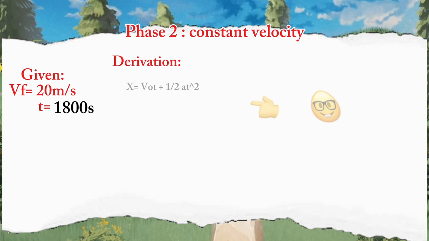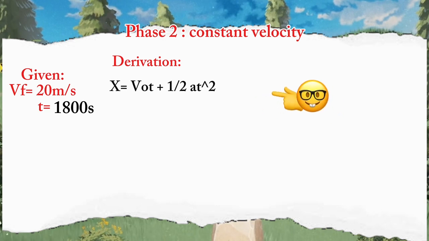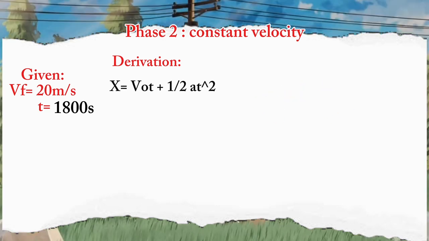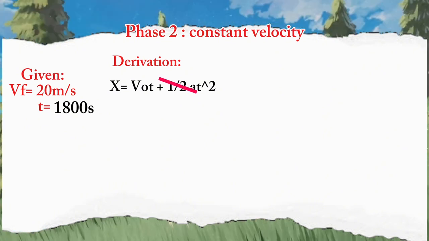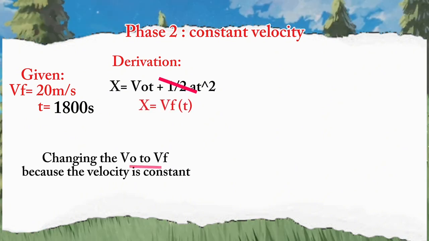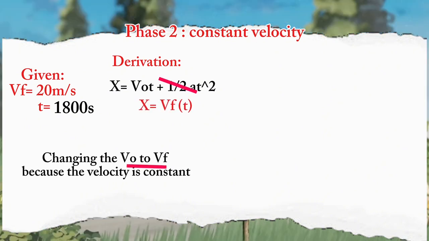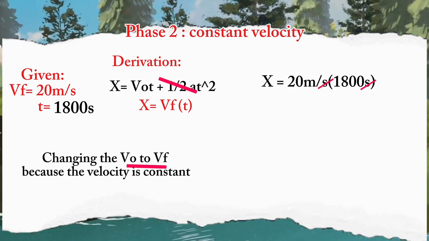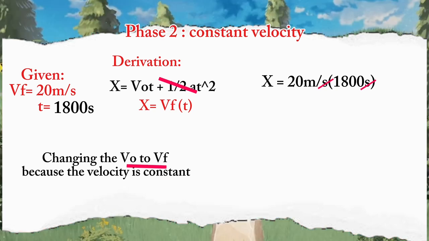Derivation. We will be using this equation to derive. Since the acceleration is 0, we'll be cancelling it out. Now our formula will be position equals final velocity times time. Now let's substitute all of the givens. Position equals 20 meters per second times 1,800 seconds. So our position will be 36,000 meters.